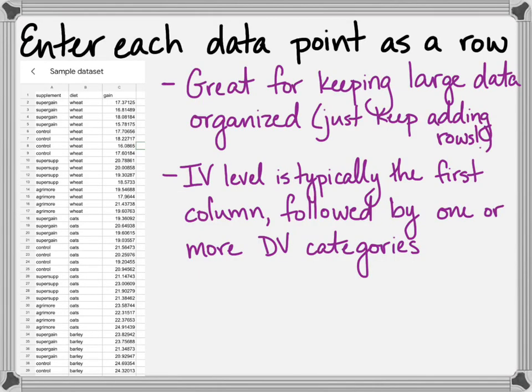If you decide to go with the option that's more common in the research world, you're going to have each data point entered into the spreadsheet separately. So first you'll have an identifier like stream, and then you can have site A, site B, site C in those categories. So here you can see it was supplement, and then there's control and super grain and super sup and agrimore. So they have all the various levels of their IV, and then you're seeing a little bit about diet and gain, which is probably in mass.